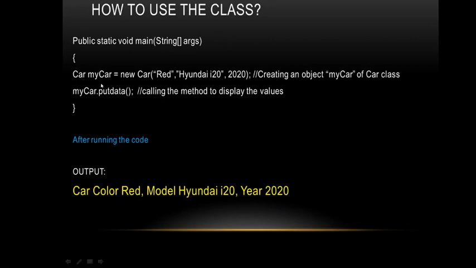Then the member method is putData. So putData will be called by the object itself. So this is the object myCar.putData. That means we are calling the public method of the class by using the object. And after running the code, the output will be like this: car, color red, model Hyundai i10, year 2020.